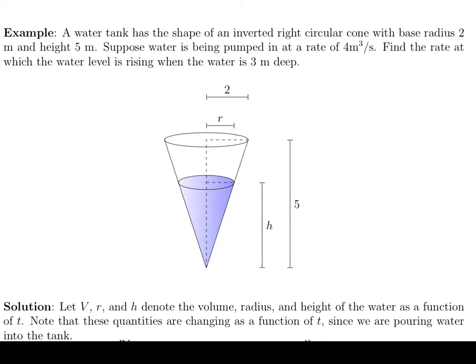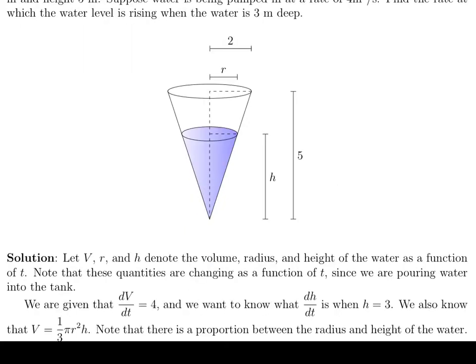So now let's let V, r, and h denote the volume, radius, and height of the water as a function of time. Now, notice that they are the volume, radius, and height of the water, not of the tank. See, the tank's radius and height don't change. The radius of the tank is 2, the height of the tank is 5. That's not changing. Whereas the volume, radius, and height of the water in the tank are changing because we're pouring water into the tank.